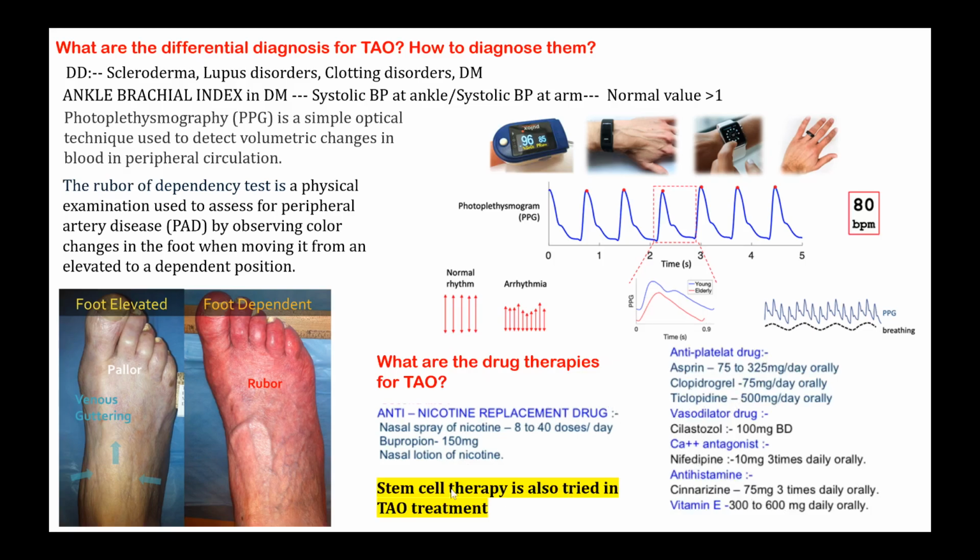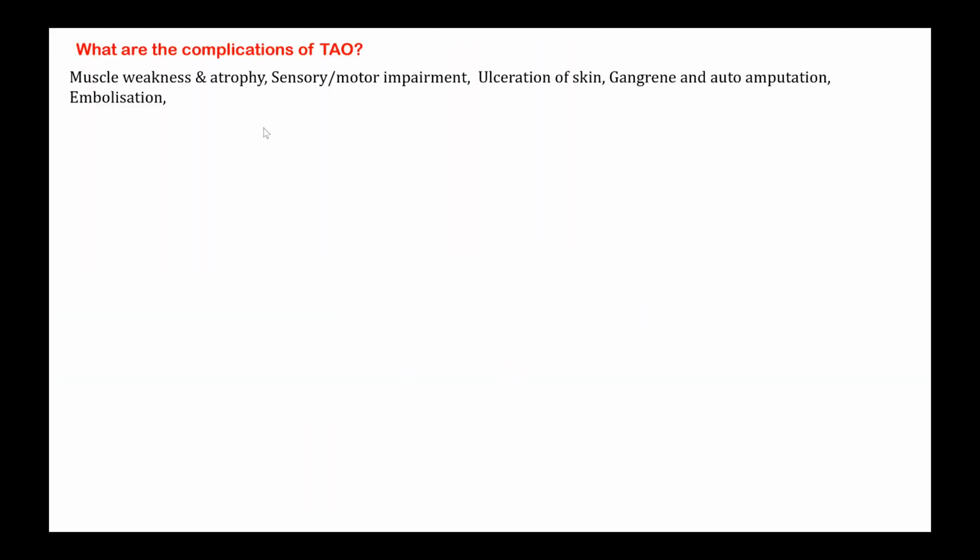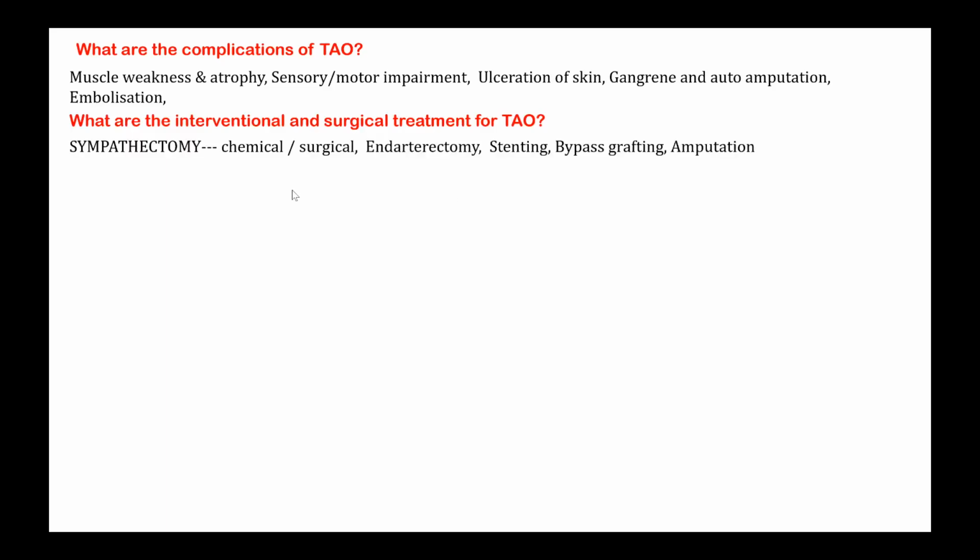And the latest is stem cell therapy, which is also tried in PAOD treatment for neovascularization. Of course, complications are muscle weakness, atrophy, sensory motor impairment, ulceration, and gangrene. Interventions you can do are sympathectomy, which can be chemical or surgical, endarterectomy, stenting has been tried, bypass grafting has been tried. Ultimately, amputation gives mainly pain relief.